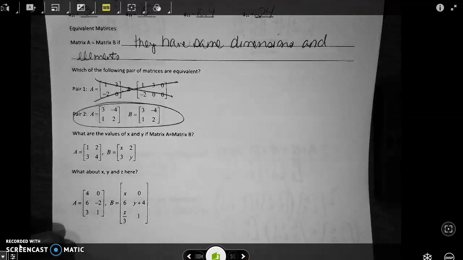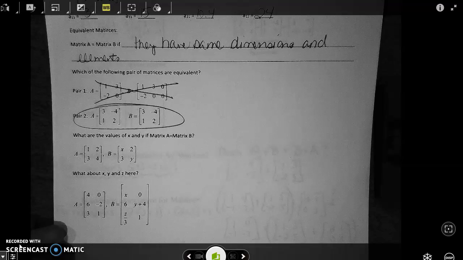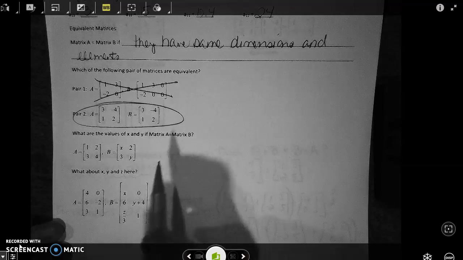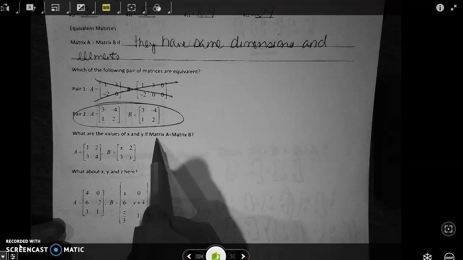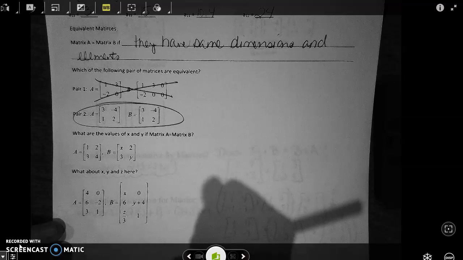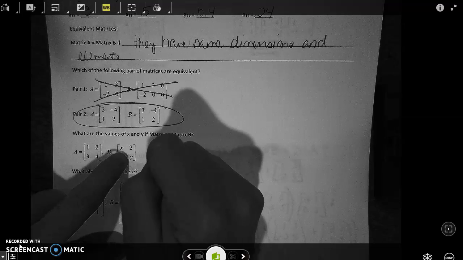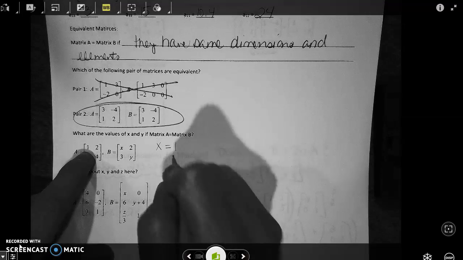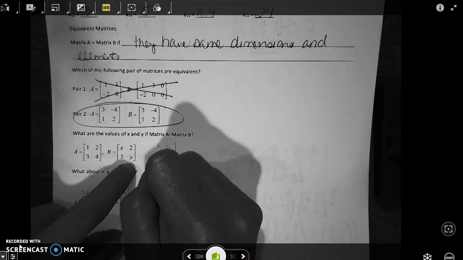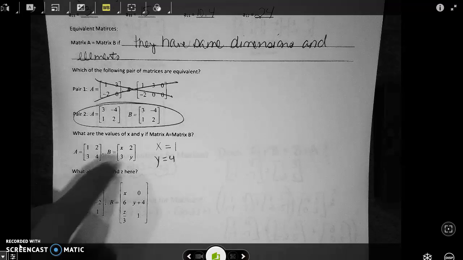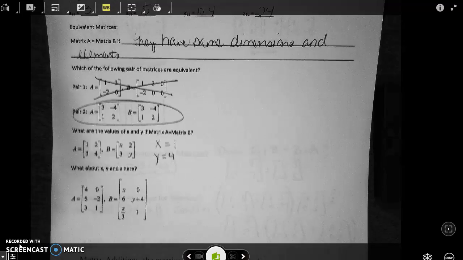What that allows us to do is solve for some variables here. We are assuming that matrices A and B are equivalent. And so it asks, what's the value of x? Well, that's super simple. x will have a value of 1 because it's in the same location, and y will have a value of 4 because it's in the same location.